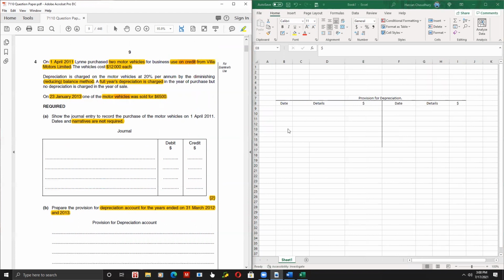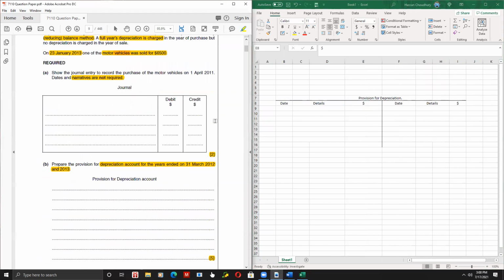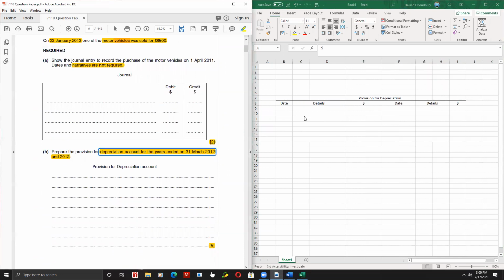Now, the first thing you got to know is that in 2011, they didn't ask us to calculate for the year ended 31st March 2011. So let's look at the date. The date is 1st April 2011, when you bought it. Then 31st March 2012 is your first year, and then 31st March 2013 is your second year. So you got to know that this is the first year and this is the second year.